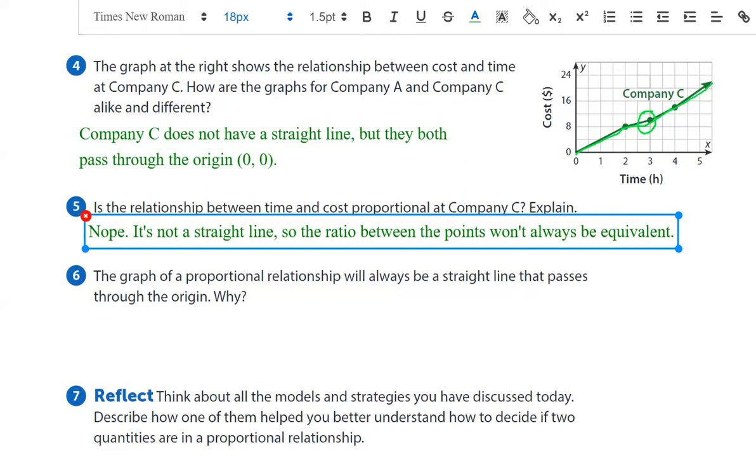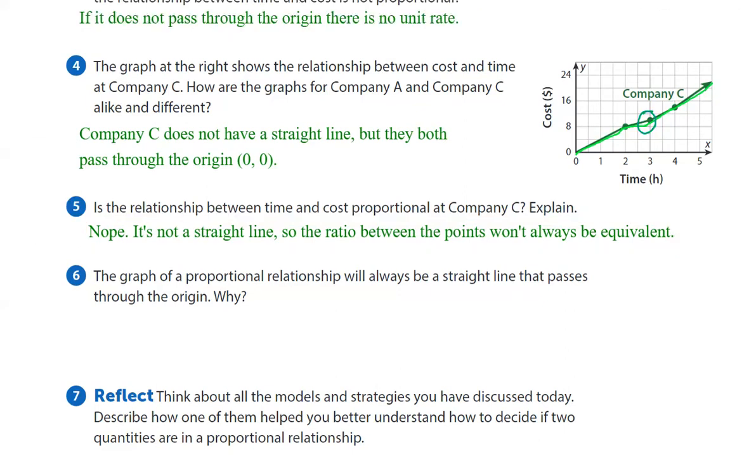And what I mean by that is this point here and this point here are not going to be an equivalent fraction. So let's see, this is 2, 8, and 3, what is this? That's 10. 3, 10. Those are not equivalent. Those are not equivalent fractions, so it can't be proportional.